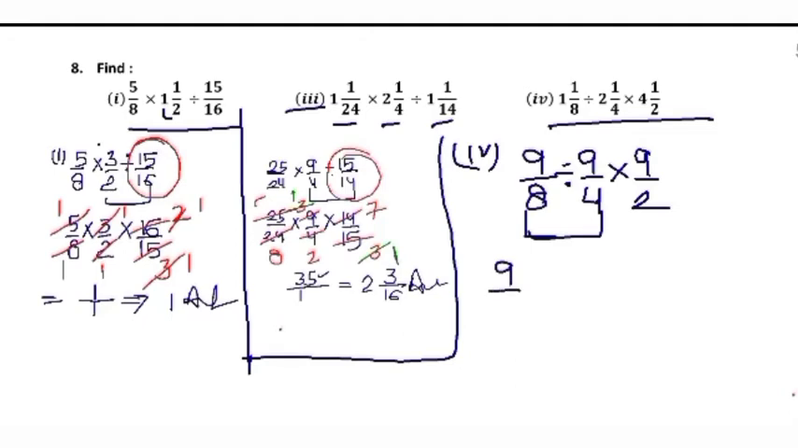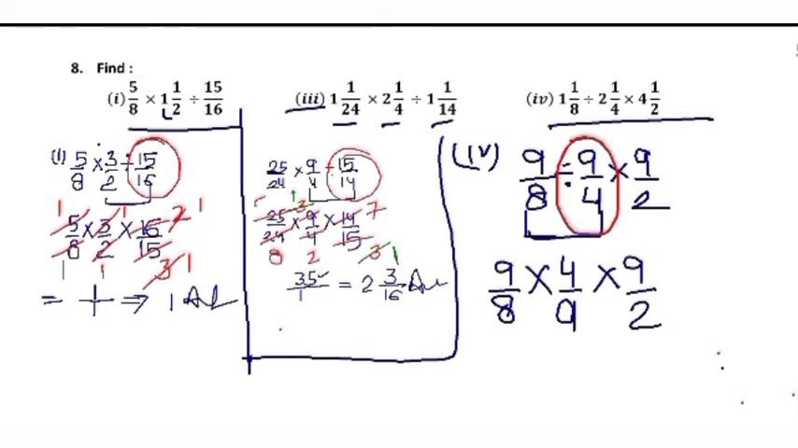Write the first fraction as it is, 9 upon 8. Replace the division sign by multiplication and write its reciprocal. Its reciprocal will be 4 upon 9. Okay. Multiply 9 upon 2.